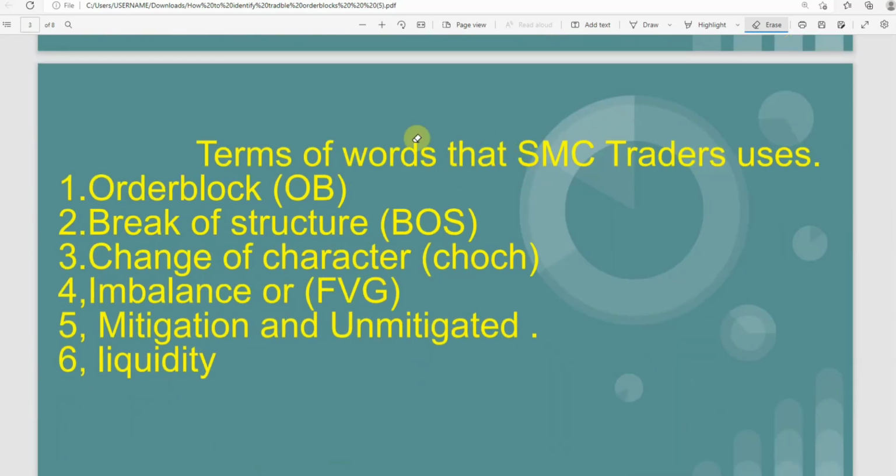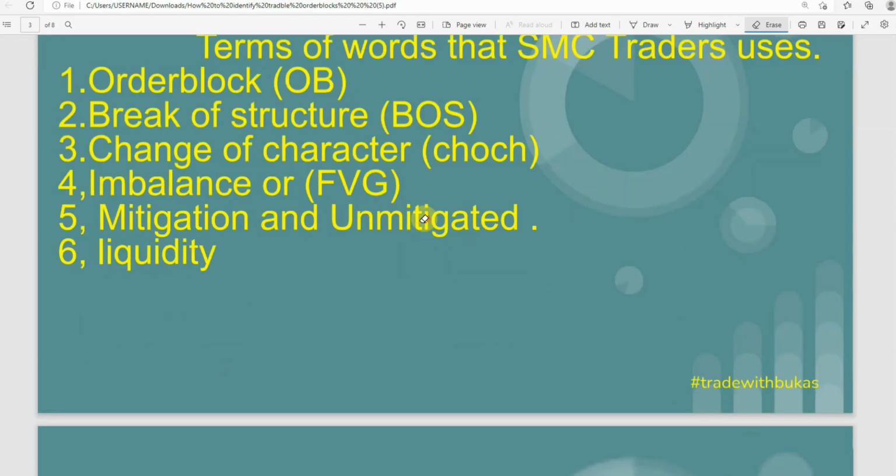Terms that SMC traders use: you have been hearing words like order block, break of structure or BOS, change of character, imbalance or FVG, mitigation, unmitigated, liquidity, supply and demand zone, and many others. All these are terms that SMC traders use, but in today's tutorial video we are going to focus only on order block. Different other videos are going to come after this one, and we are going to talk about different strategies that you are going to be using to trade as an SMC trader.